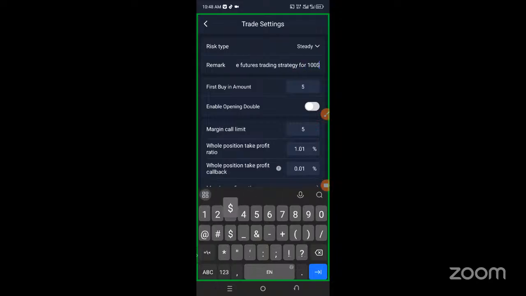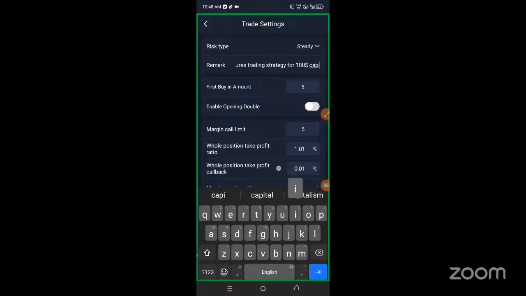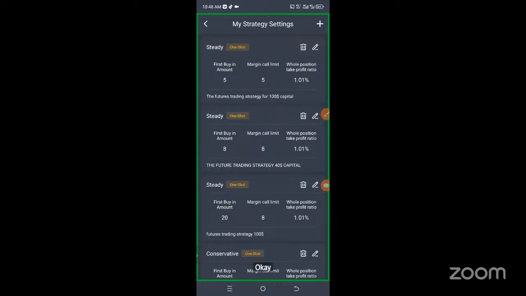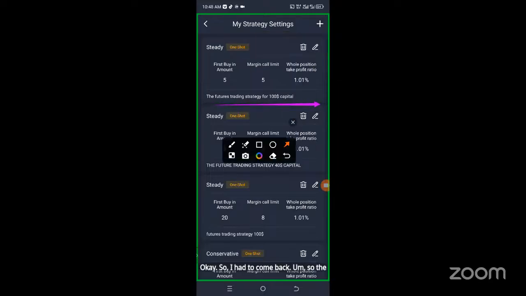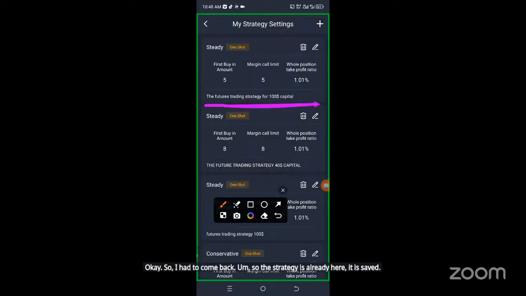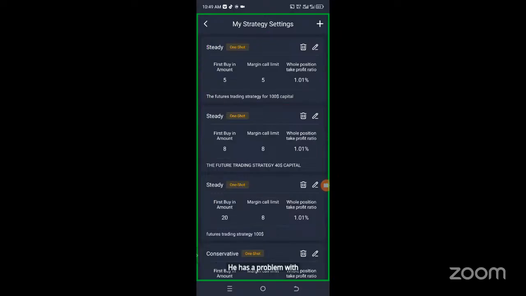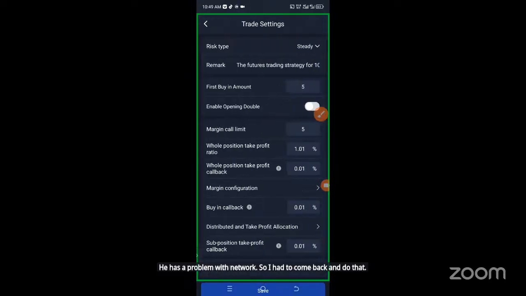Oh, $100 capital. Okay. So I had to come back. The strategy is already here. It is saved. There was a problem with the network, so I had to come back and save the strategy.